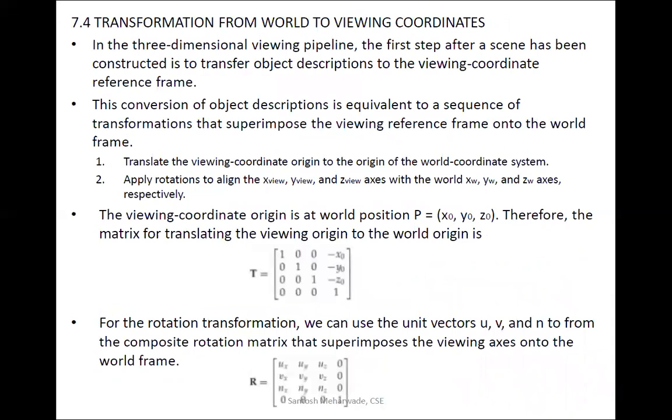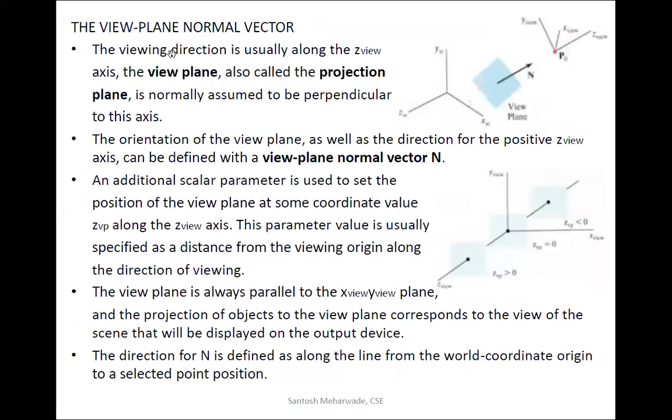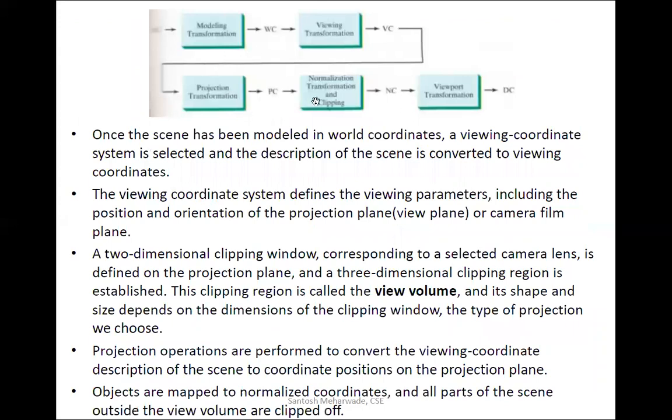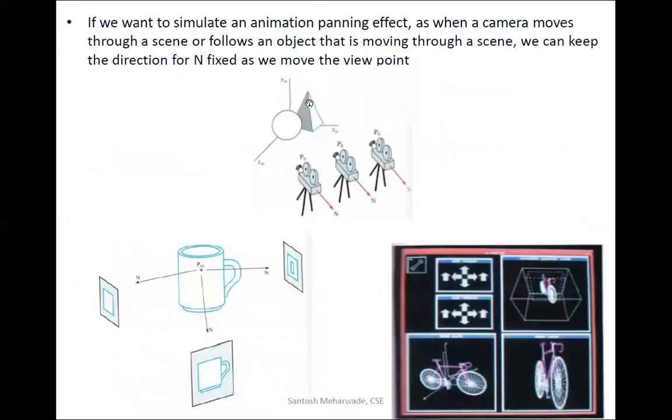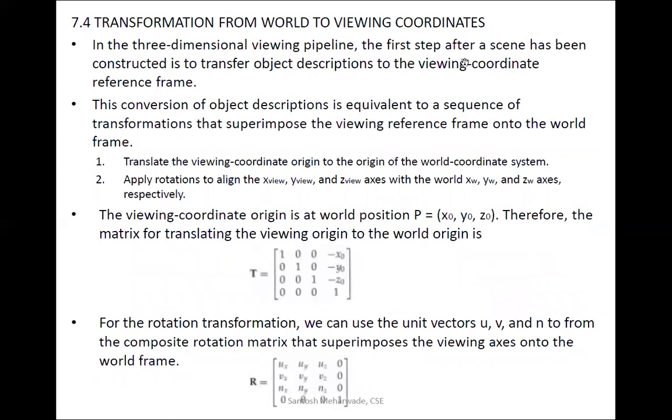That is transformation from world to viewing coordinates. So here, in the three-dimensional viewing pipeline, you have to recall the two-dimensional or three-dimensional viewing pipeline. Normally here we are dealing with three dimensions, so recall the three-dimensional viewing pipeline. Here the first step, after the scene has been constructed, is to transfer the object description to the viewing coordinate reference frame.